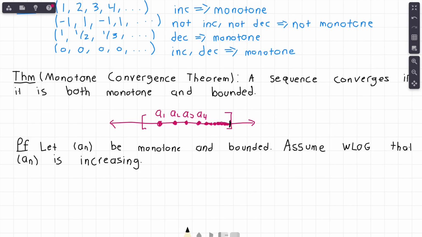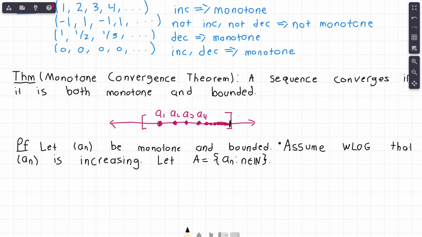And to do that, we need to consider the set of terms that contain a_n. a_n is a sequence, it's not necessarily a set. So let capital A be the set of all the terms in the sequence. Because if we want to show that the sequence a_n converges to the supremum, we can only take the supremum of a set. So this is the set of all the terms in the sequence.